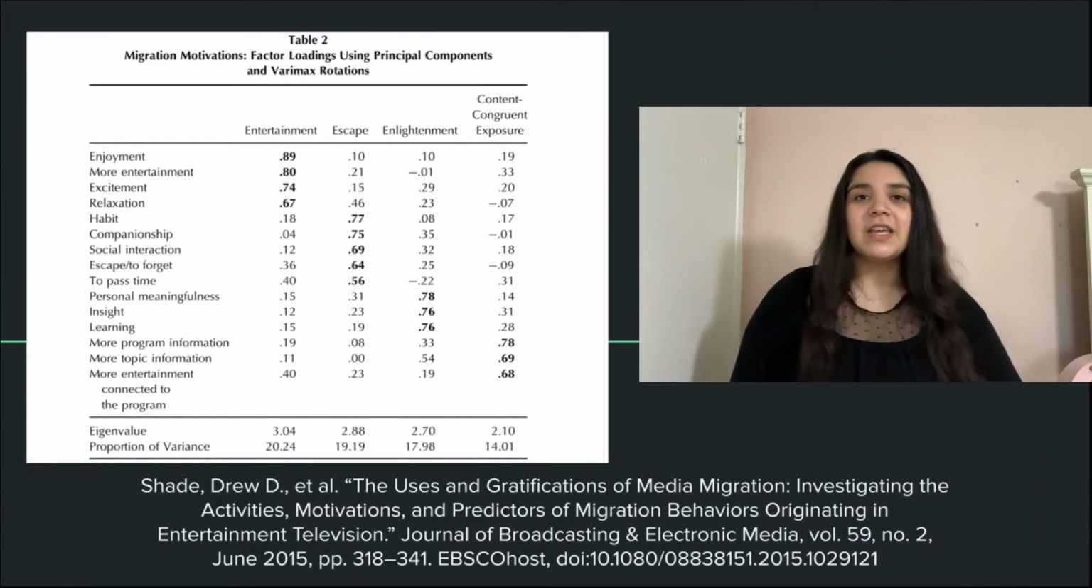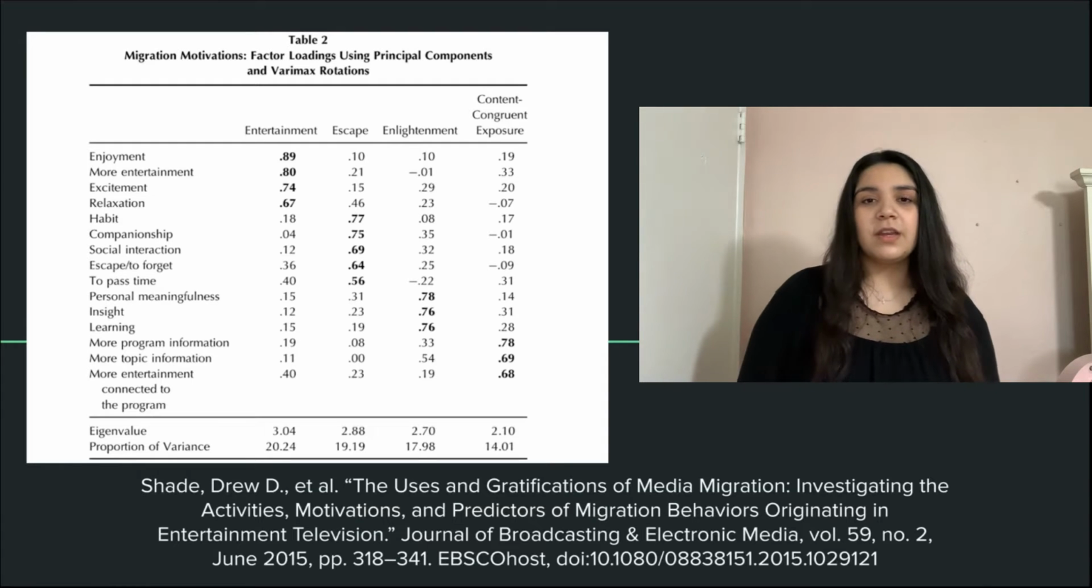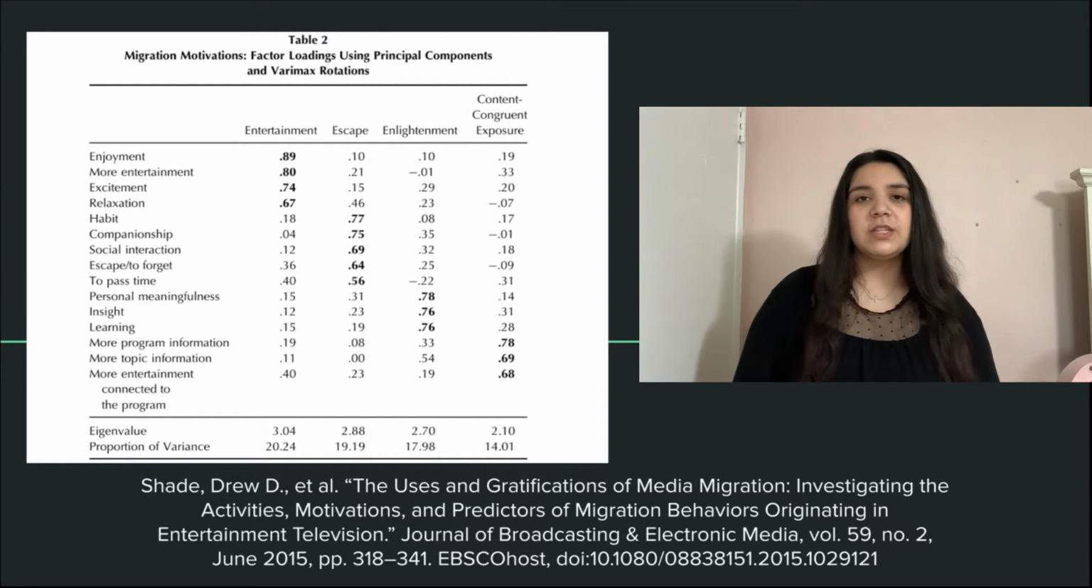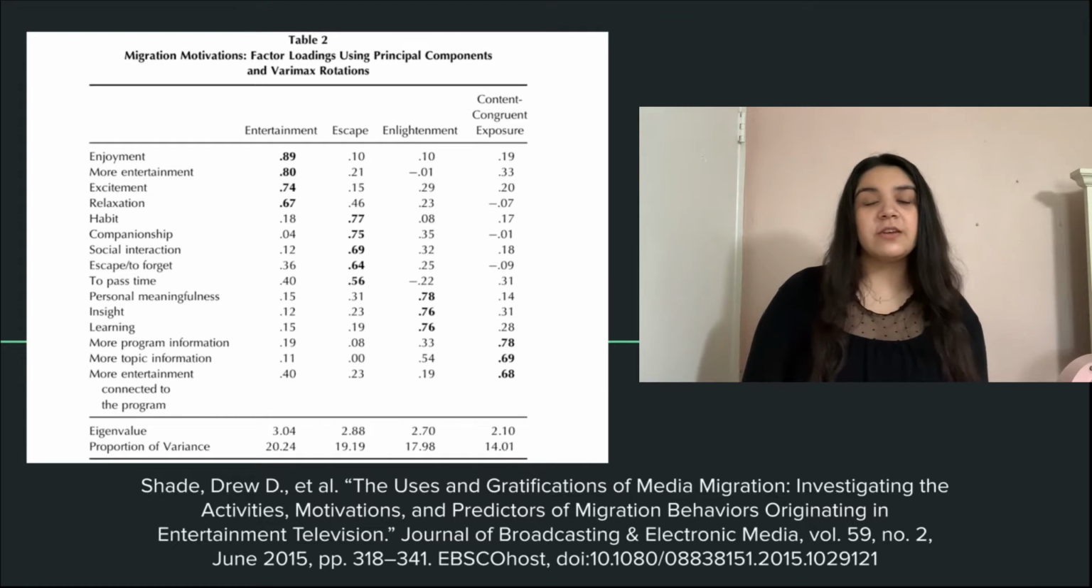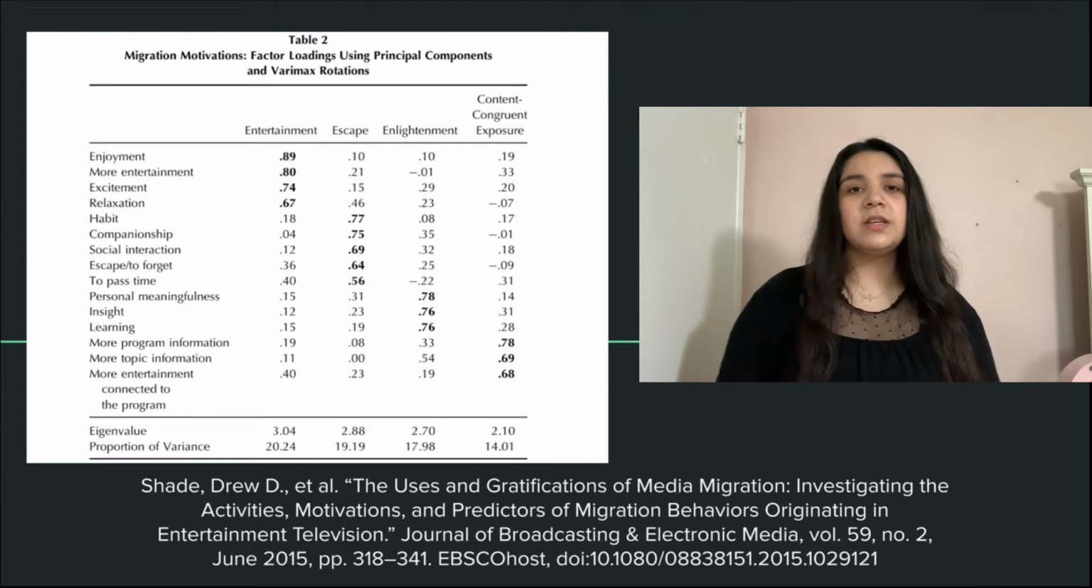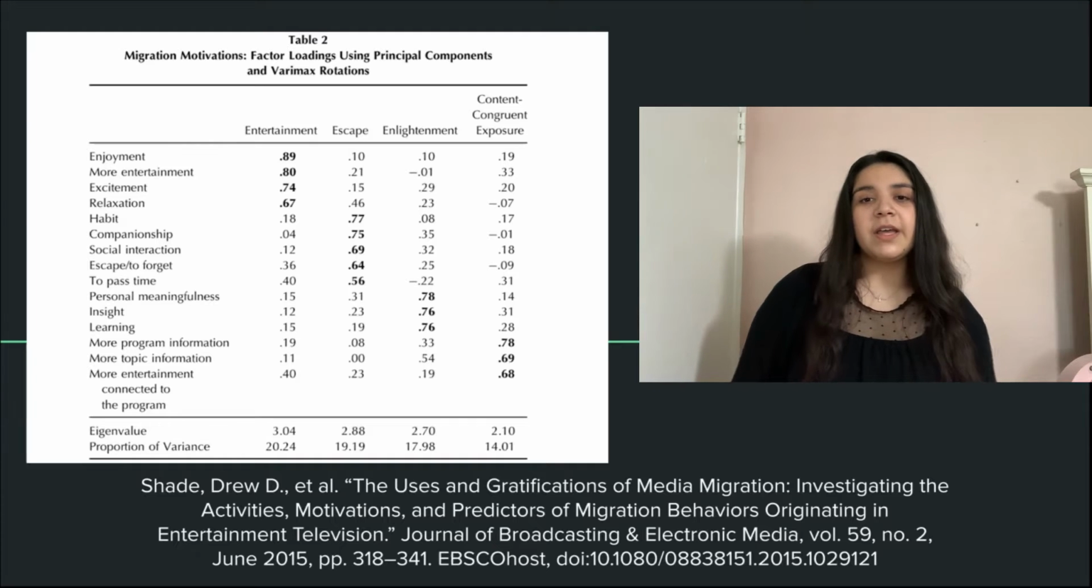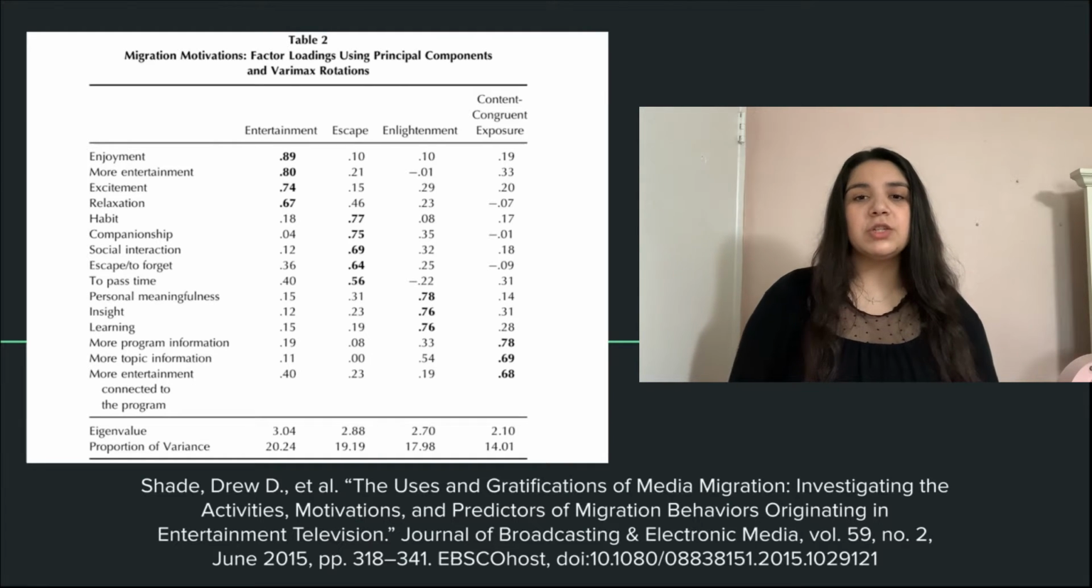In the second slide, I provided a photo, which was the result of the article that I chose, which was the uses and gratifications of media migration, investigating the activities, motivations, and predictions of behaviors originating in entertainment television, which was written by Drew D. Shade and published in June 2015.